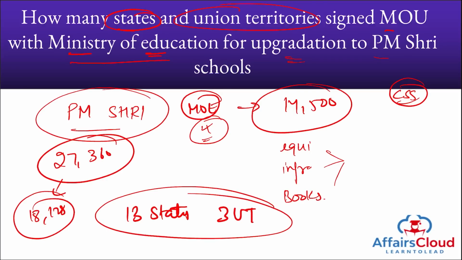All right, if we talk about these, first of all, the union territories, which are these 3 union territories? Chandigarh, Dadra Nagar Haveli, and Jammu and Kashmir. If the states are being asked here: Andhra Pradesh, Arunachal Pradesh, Assam, Gujarat, Haryana, Karnataka, Madhya Pradesh, Maharashtra, Meghalaya, Rajasthan, Uttar Pradesh, Tripura, Punjab. These are the 13 states.